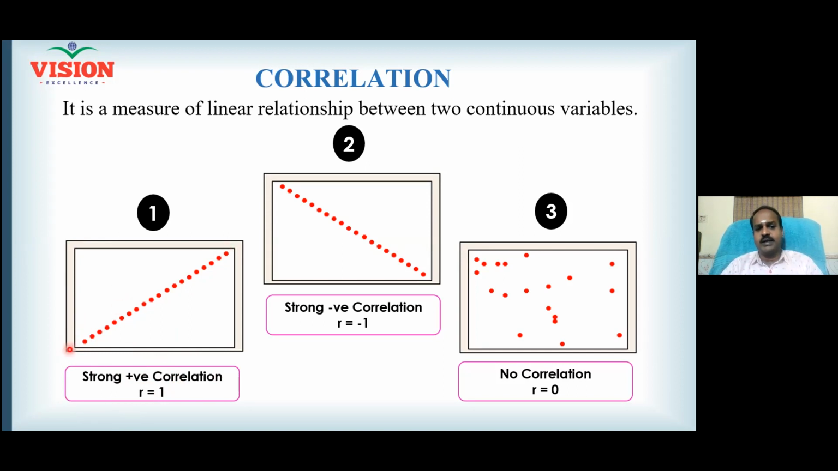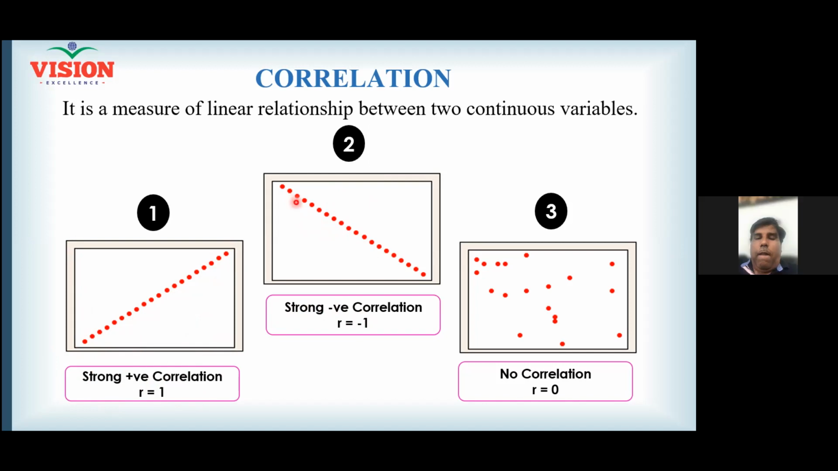And moreover, as the x keeps on increasing, what happens to your y? Y also keeps on increasing. Can I say like that? That means correlation is positive. Now tell me the second diagram. What kind of correlation is it? Is it a perfect correlation? Yes, it's perfect. But on the negative side. Perfect, at the same time, negative correlation.